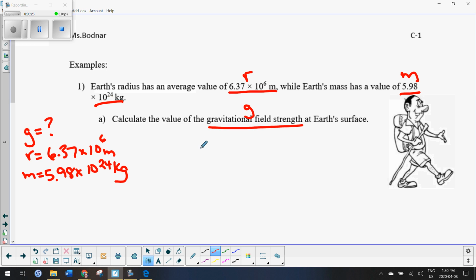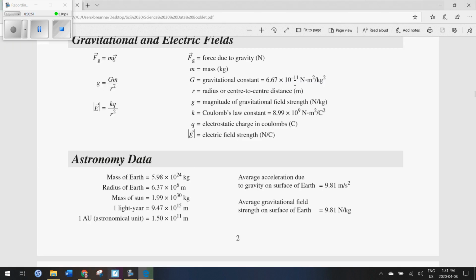Let's write our formula that has gravitational field strength. It's asking you to calculate this, so you know g equals GM over r squared. I'm solving for g. My unknown is on this side, so I'm good. Now I just need to figure out what big G is. Big G is that constant number of 6.67 times 10 to the negative 11. Let's double check that I did write that down: 6.67 times 10 to the negative 11 newton dot meter squared per kilogram squared.